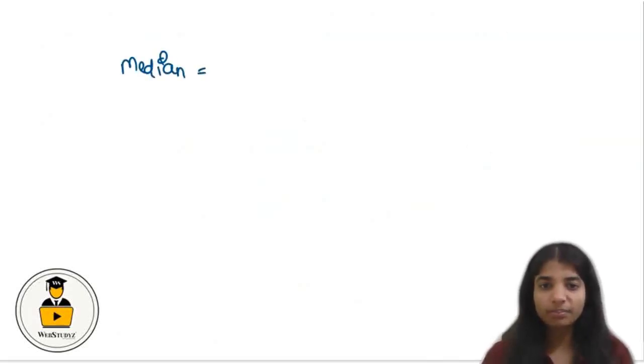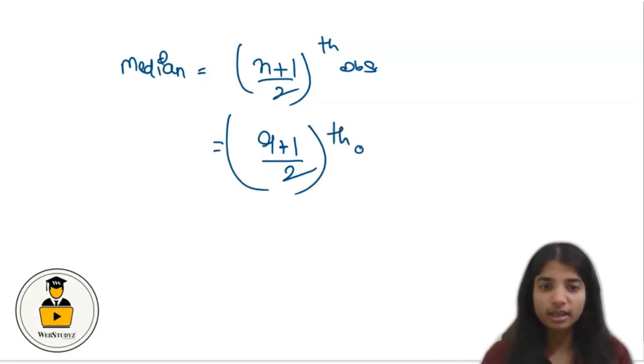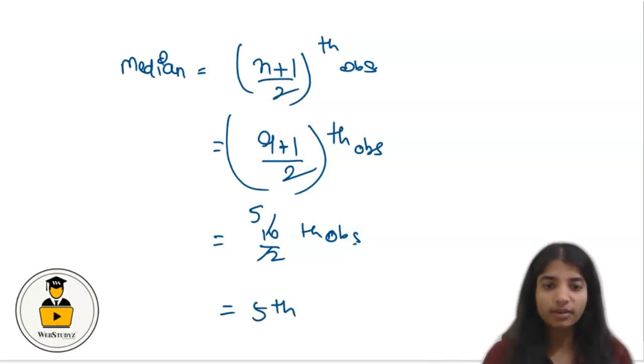Now we have to find out the median. Median is equal to the (n plus 1) divided by 2th observation. So here we have a total of 9 observations. So 9 plus 1 divided by 2 th observation is our median. 9 plus 1 is 10, and 10 divided by 2 is 5. So our median is the 5th observation.